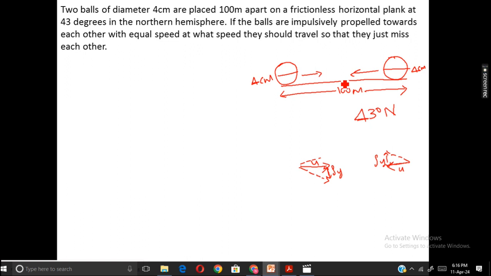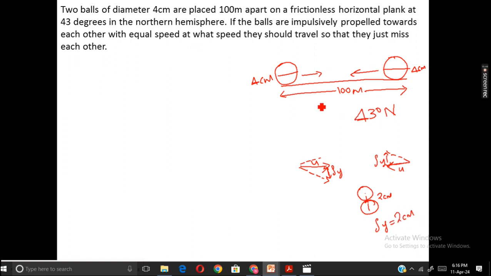As they move towards each other, at some particular point they are going to meet each other. At that point they should just miss each other. They should not collide, but just miss each other. So under the condition that they just miss each other, the distance between these two balls will be 2 centimeter. So delta y should be 2 centimeter if the balls should miss each other.